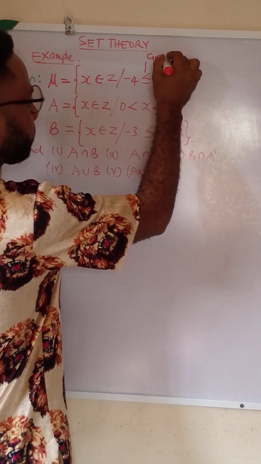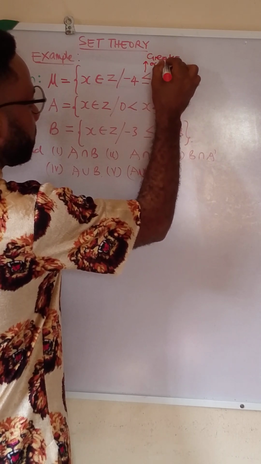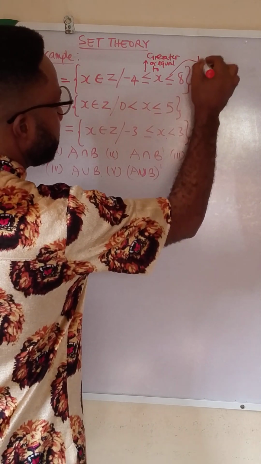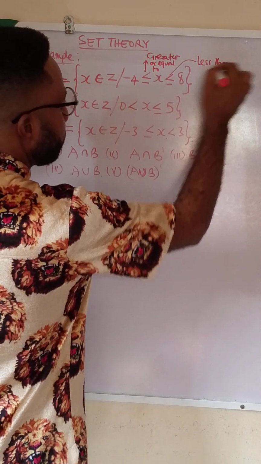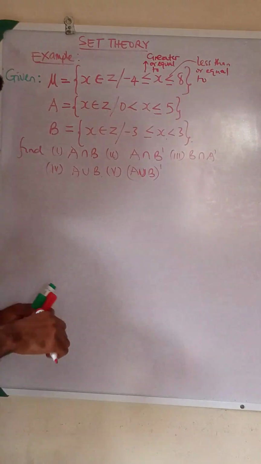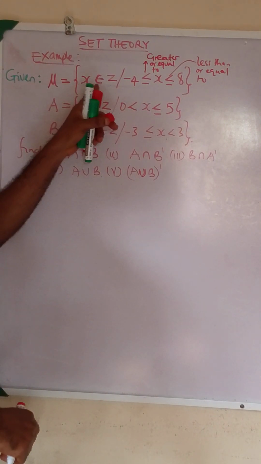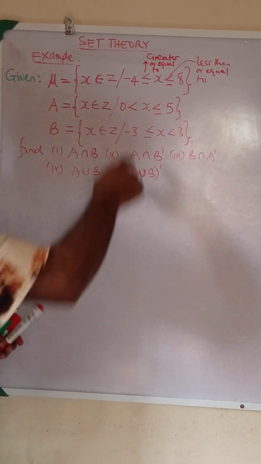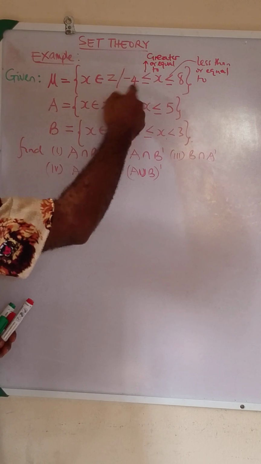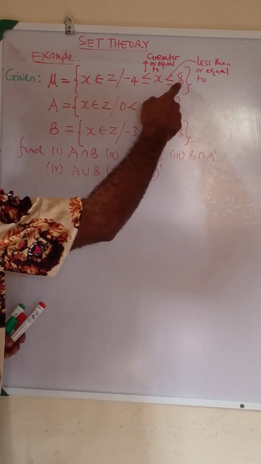greater than or equal to, while this is less than or equal to. So in this first instance, we are told that the universal set X is a member of a subset such that its boundaries between -4 is greater than or equal to -4, and then less than or equal to 8.